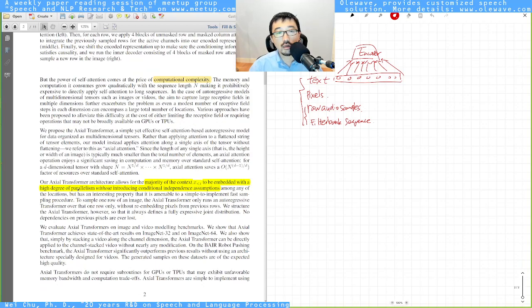But their axial transformers idea is, like I mentioned in this sentence, to allow the majority of the context, I mean the history, to be embedded with a higher degree of parallelism without introducing conditional independence assumption. So people may wonder, what is a conditional independence assumption?